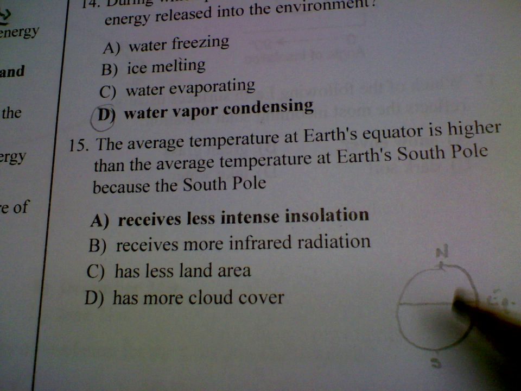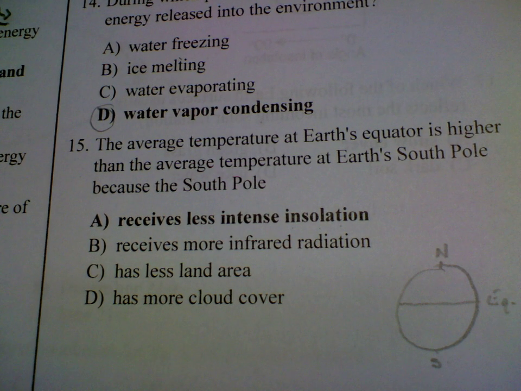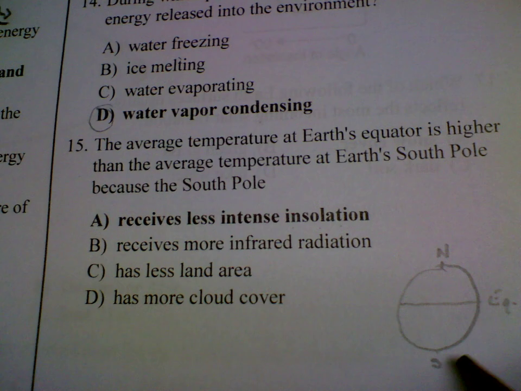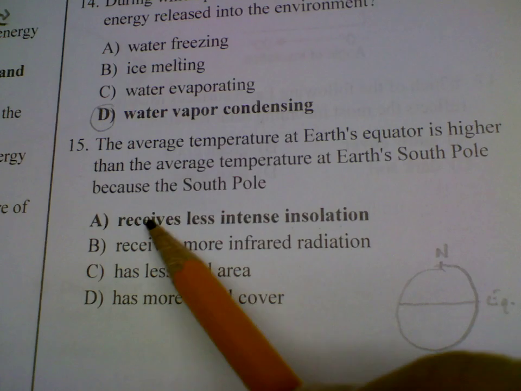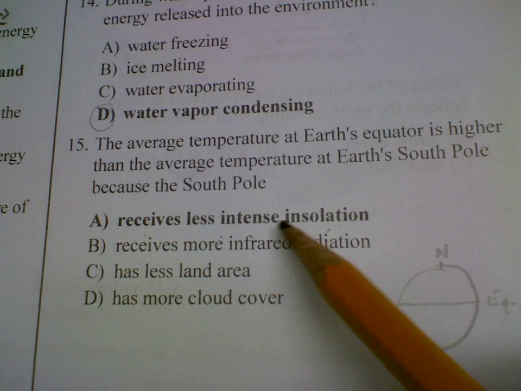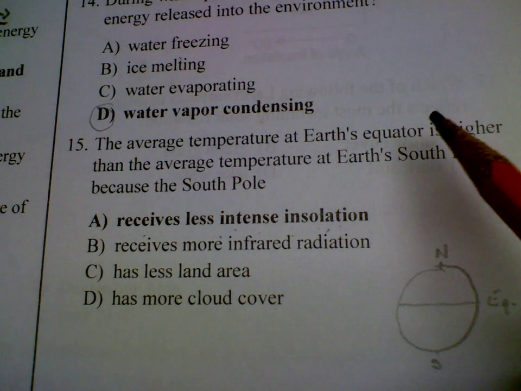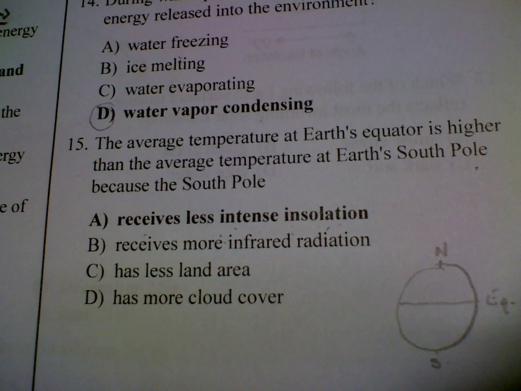They want to know, why does the South Pole get so much cooler? Why is it so cold there? And that's because it receives much less intense insolation. It gets those tangential rays, not perpendicular or overhead rays. So it receives less intense insolation at the poles than you do at the equator. So 15 is A. Let's go to number 16.